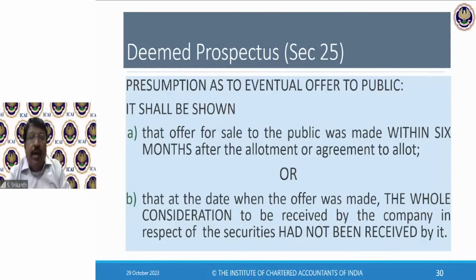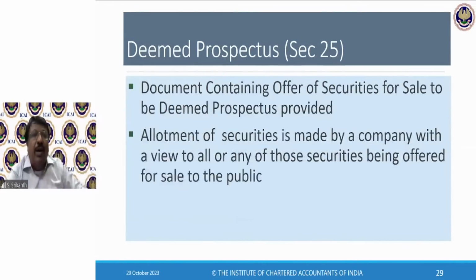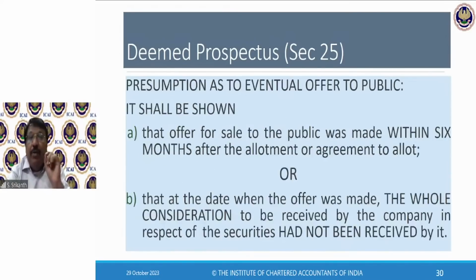So they can argue now, hey, this is not given by the company, so the definition of prospectus won't apply. That is why in section 25 they say that the document will be deemed to be a prospectus. But only if you are able to show that the intention of the company at the time of allotment was that it will be eventually, ultimately, finally offered to the public.